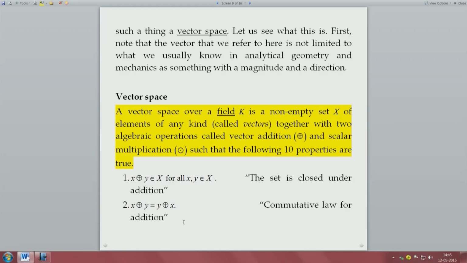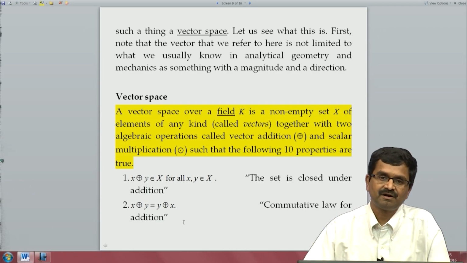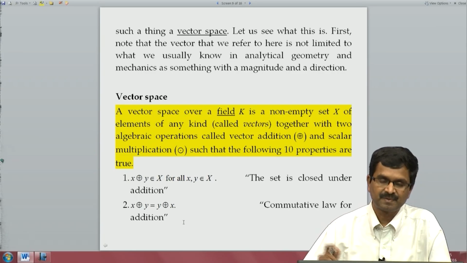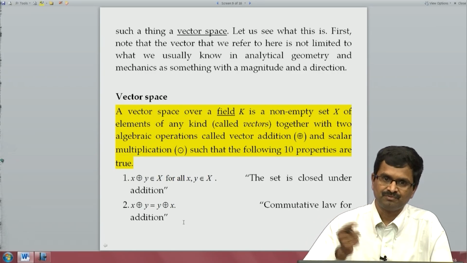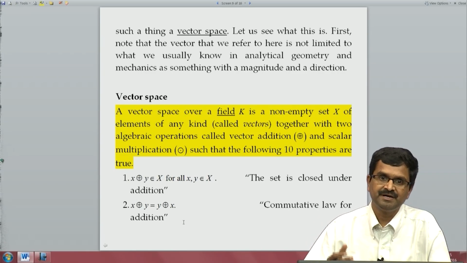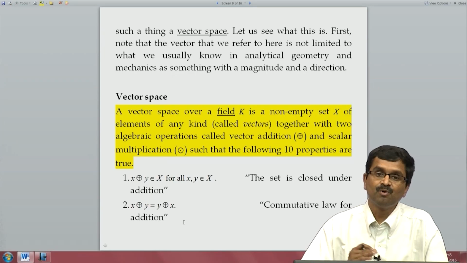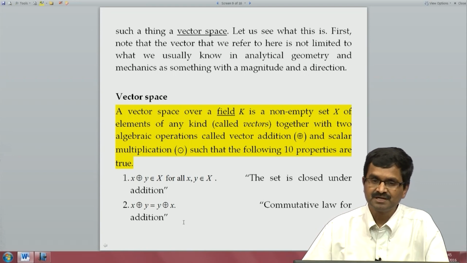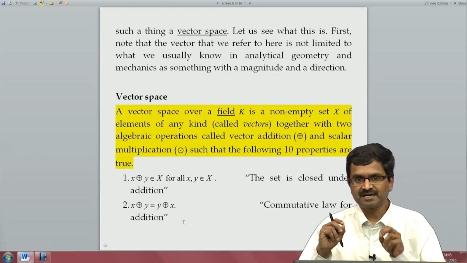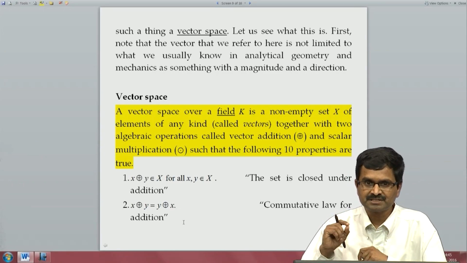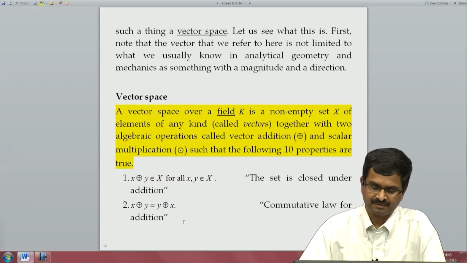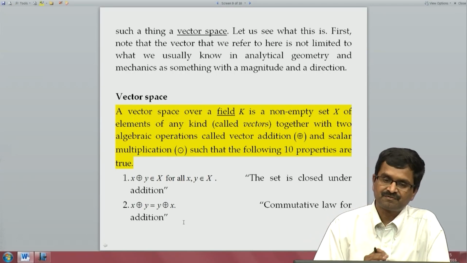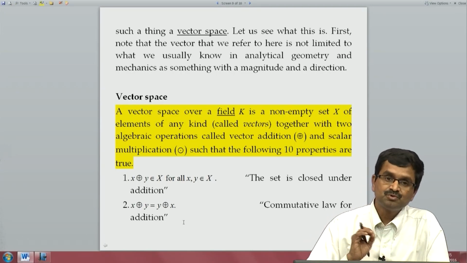A vector space is a non-empty set X of elements of any kind; they are called vectors. These vectors are not our normal vector calculus or mechanics vectors, like speed or acceleration. It is more than that. The elements can be of any kind, for example, our function space; these functions will also be called vectors. Let us understand it as a term rather than our usual understanding of vector in mechanics. So, this vector space consists of a lot of elements together with 2 operations.